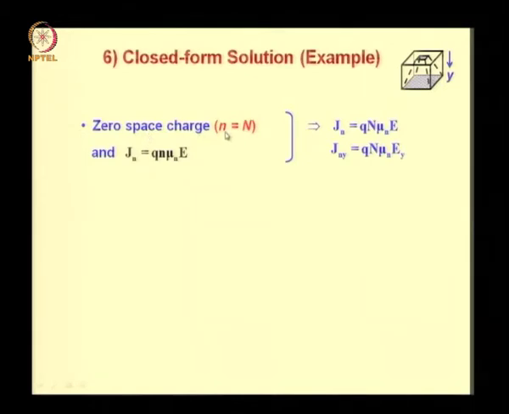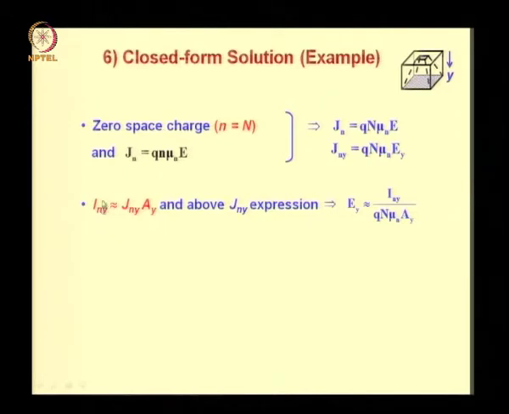So zero space charge, that is electron concentration n equal to the doping concentration capital N, and the electron current density equation together lead you to these equations for Jn and Jny. Here we are substituting electron concentration equal to capital N. Whatever we are showing in red are the approximations, and whatever we are showing in black are the equations of the drift diffusion model being used.